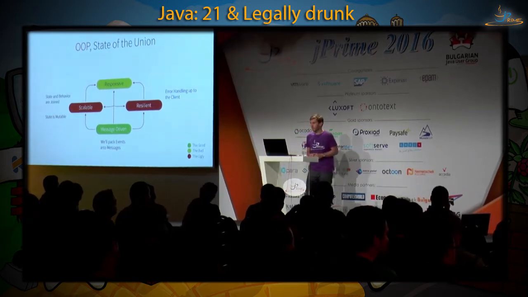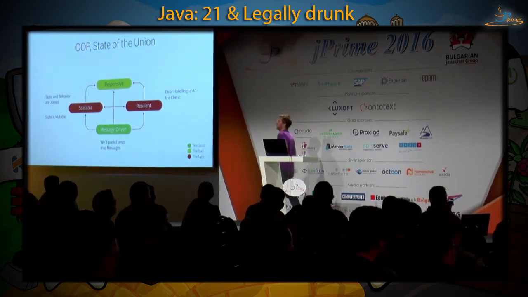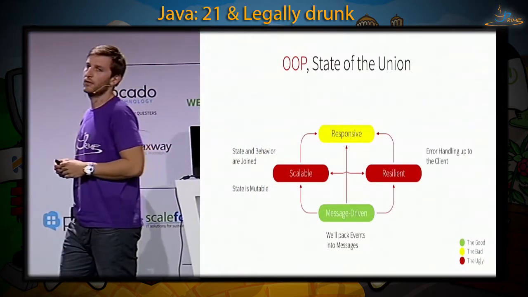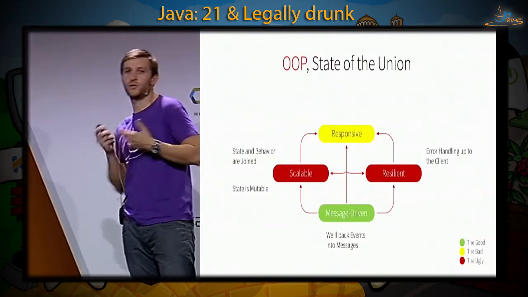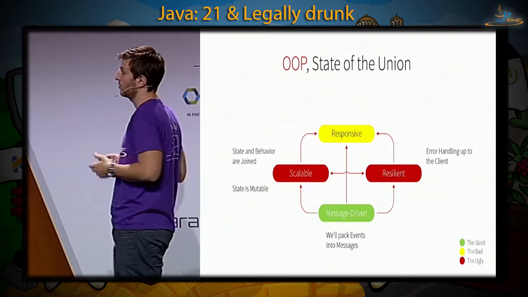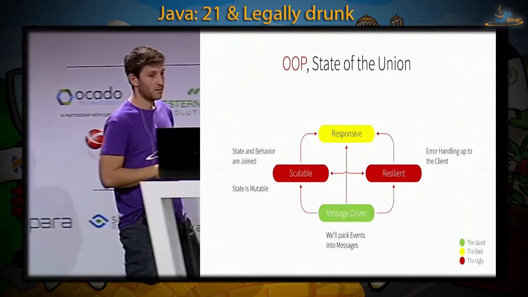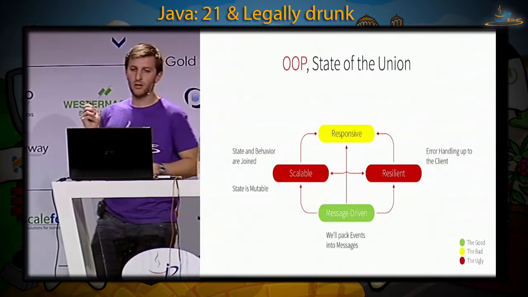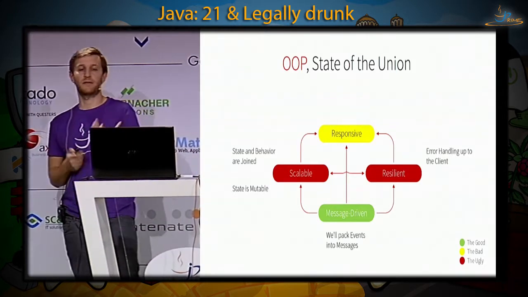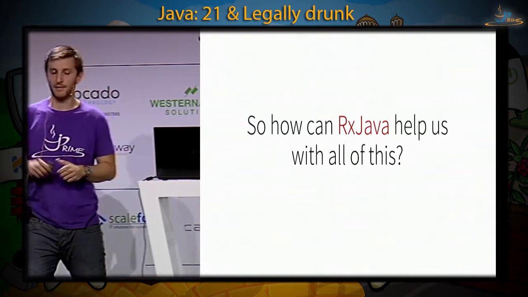And the last thing would be responsiveness. Well, I would argue that object-oriented apps are pretty responsive most of the time. So actually it's yellow, but it's actually okay. So this one is okay. But the rest, we'll see how we can improve on them. Okay, so how can RxJava help us with all of this? Let's see, right?